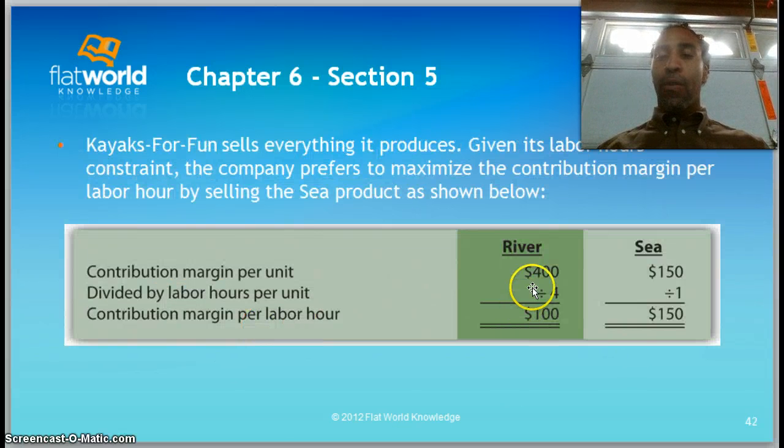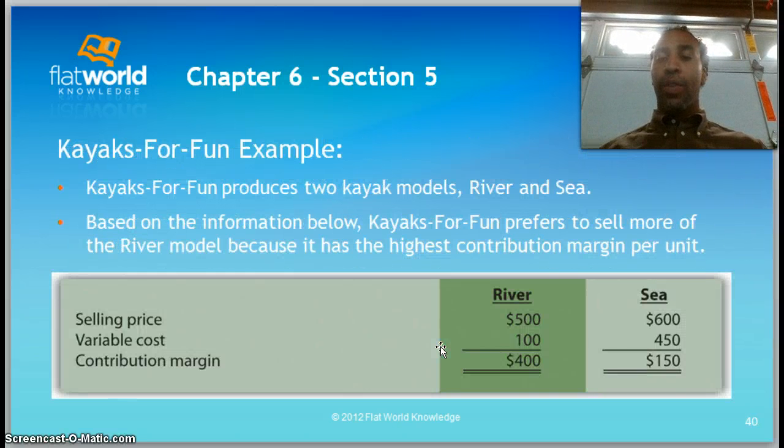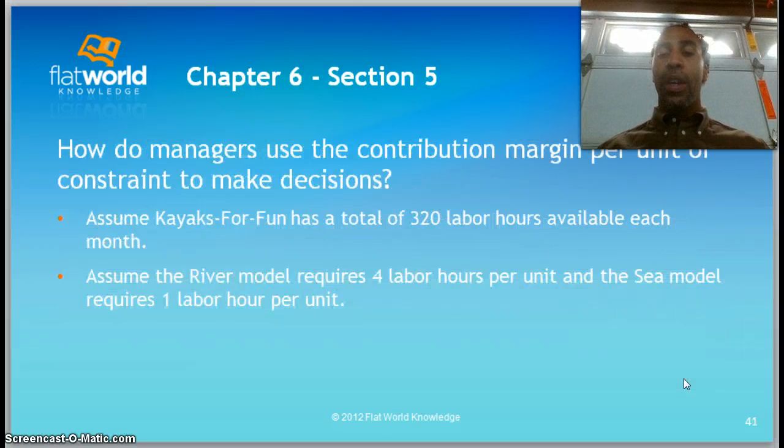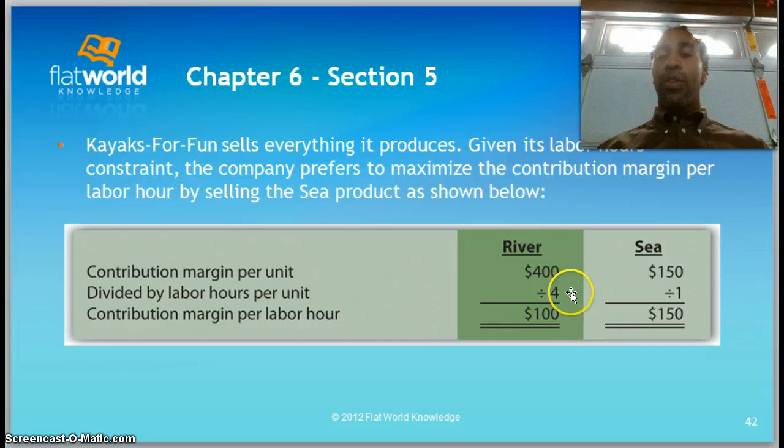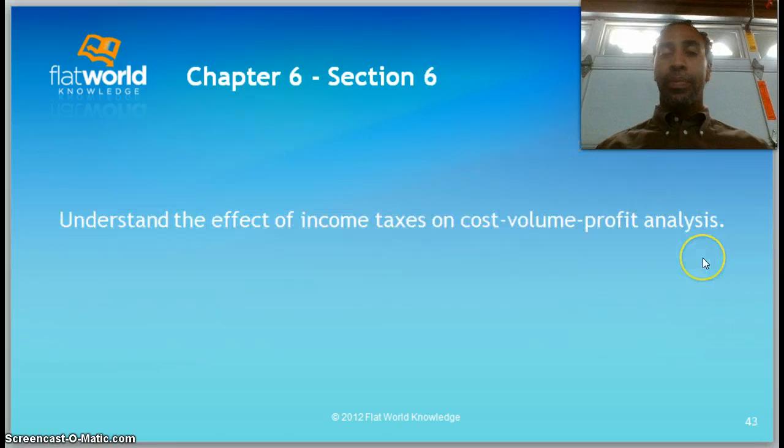So if you take your $400 contribution margin, so how do we know that $400 and $150? We go back to here. That's our contribution margin for each one for the River and the Sea, right? So if you take 400 and you divide it by 4, you have $100 contribution margin per labor hour. But on the Sea, you take 150 and you divide it by 1, and you have $150 contribution margin per labor hour, which leads you to believe that the company is going to say, hey, you know what? If we only have 320 hours, we're going to make the Sea model.